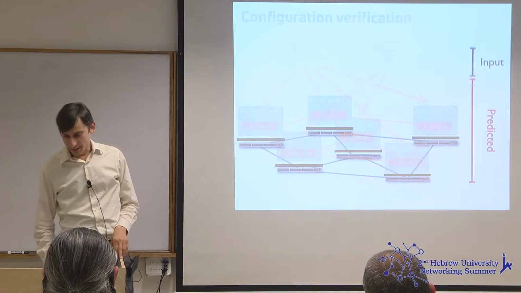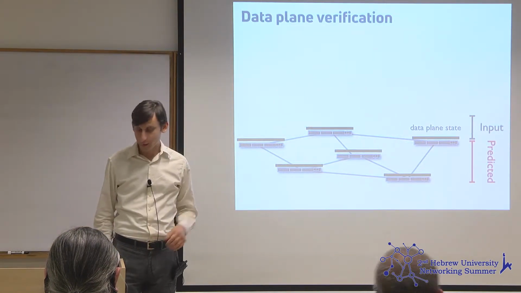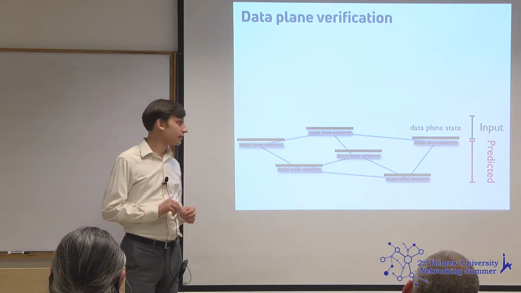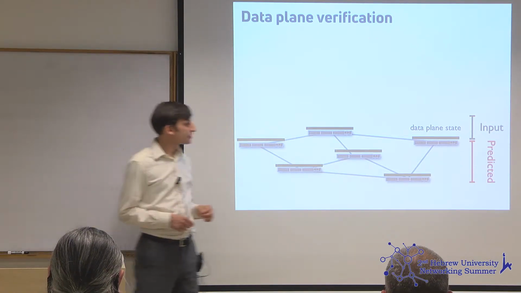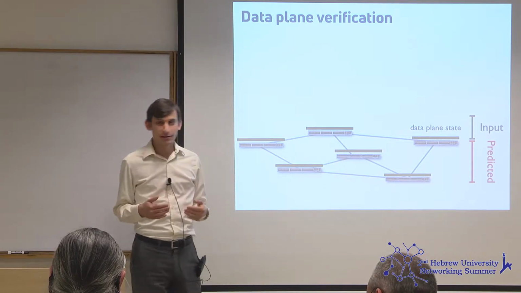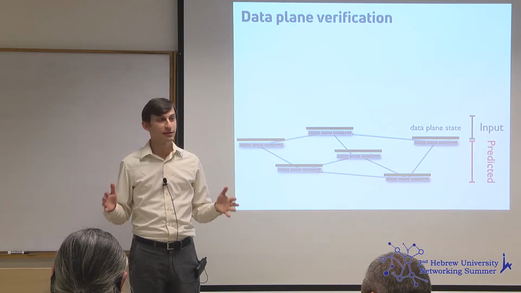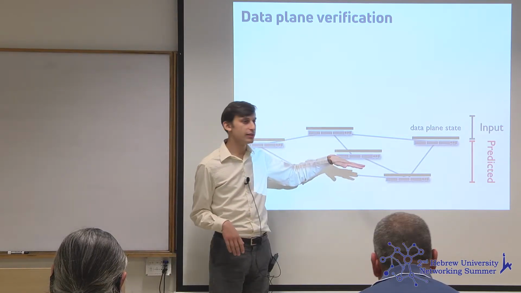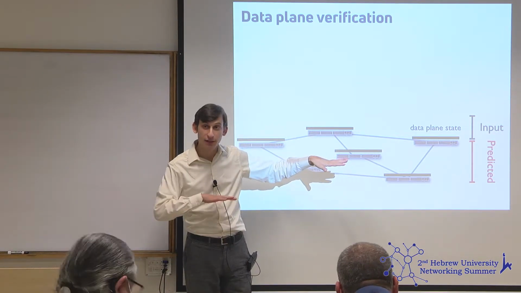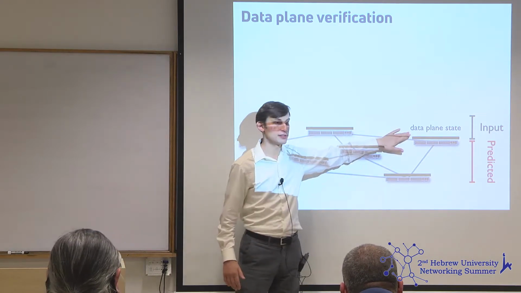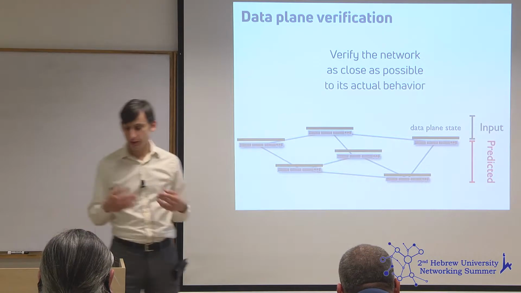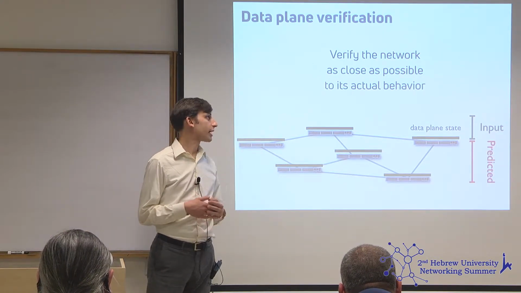So we're going to get to config, but we're starting with the lower level thing, which is data plane verification. The idea is, well, what ultimately matters is what happens to your data flowing through your network. And the only thing you need to know for that, at least for a snapshot of the network, is the data plane state.